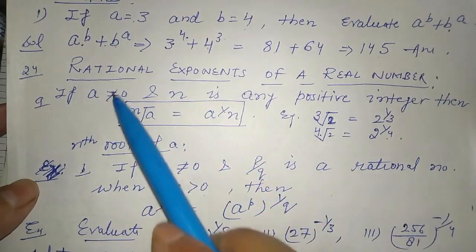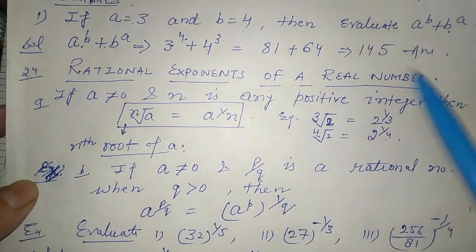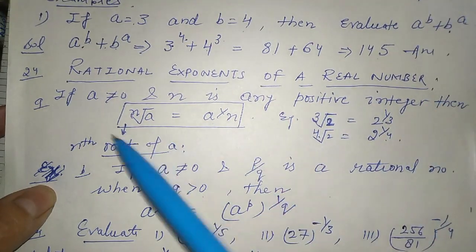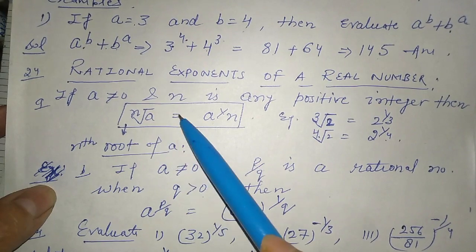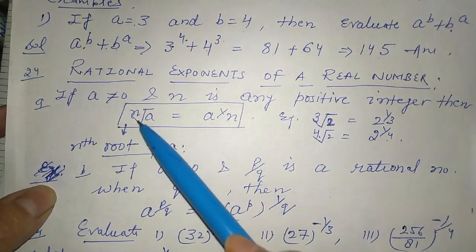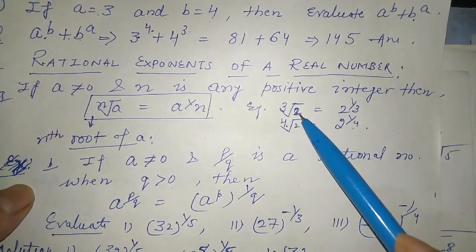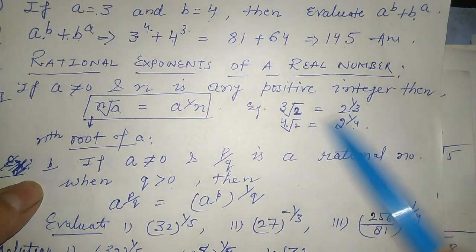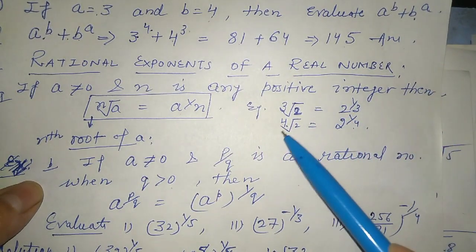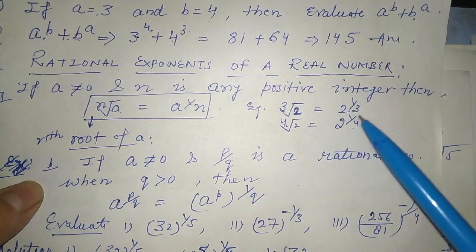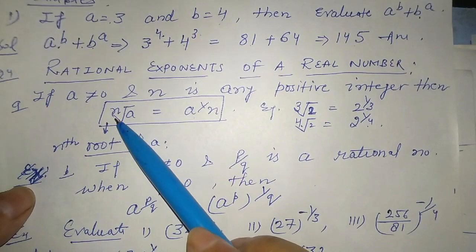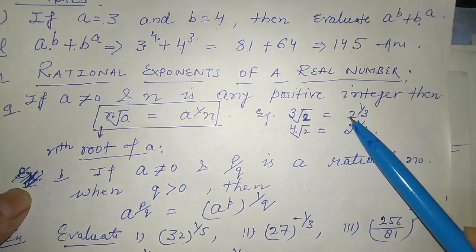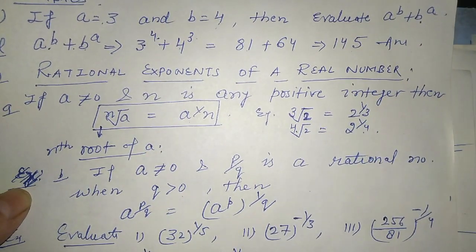Now the important thing is rational exponents of a real number. If a is not equal to 0 and n is any positive integer, then the nth root of a is equal to a to the power 1 upon n. These are known as surds. 3 to the power under root 2, under root, this is a surd. So 2 to the power 1 upon 3, you are familiar with this, so nothing is new for you. Fourth root of 2 is equal to 2 to the power 1 upon 4. This is the third root of 2, fourth root of 2. Like this we can say.